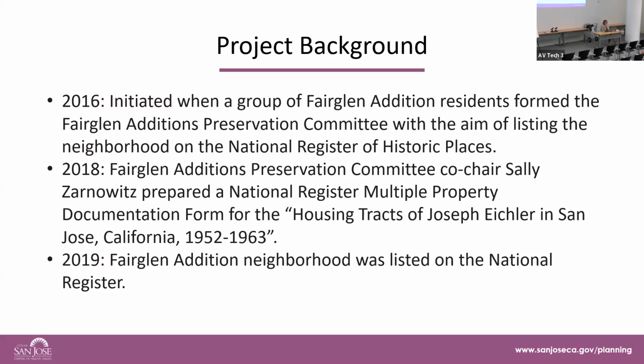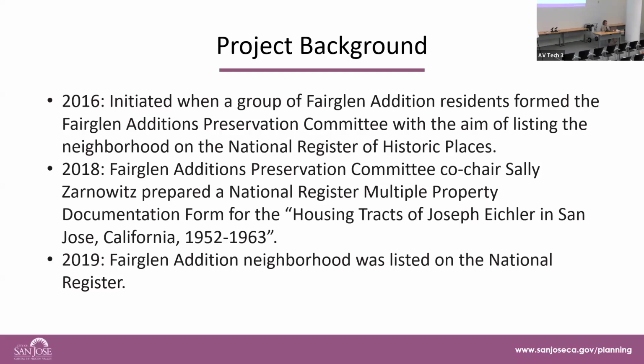As you know, in general, these concepts were initiated in 2016 when a group of Fair Glen Addition residents formed the Fair Glen Additions Preservation Committee to try to get the neighborhood listed on the National Register of Historic Places. In 2018, Sally prepared the National Register Multiple Properties documentation for the housing tracts of Joseph Eichler in San Jose, California, 1952 to 1993. That was a wonderful nomination because it provides all the documentation to allow other Eichler neighborhoods in San Jose to also list their neighborhoods on the National Register. It was such a great document to have and such a gift to the rest of the city.